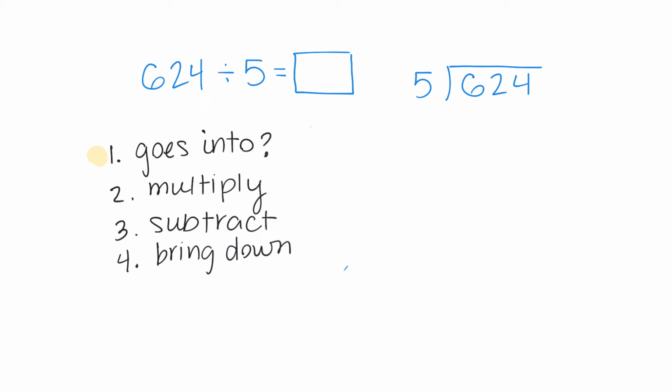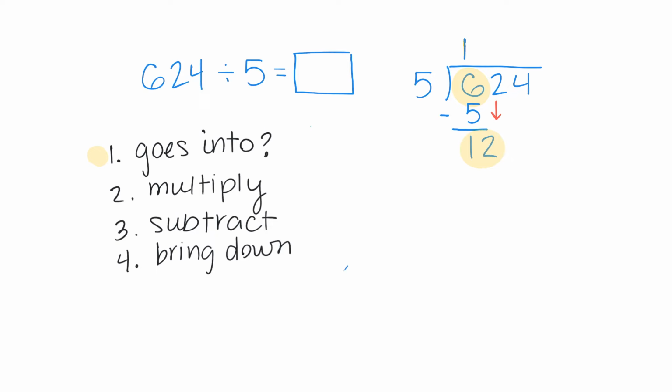So I'm going to start with my 6. Whoops, 5 goes into 6. How many times? It goes in 1 time. I wish I could get my colors right. 1 time. Multiply. 1 times 5 is 5. Subtract. Draw your equal sign. 6 minus 5 is 1. Bring down the next number, 2. So now I have a 12.